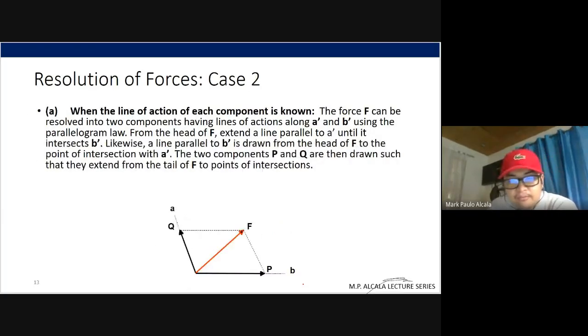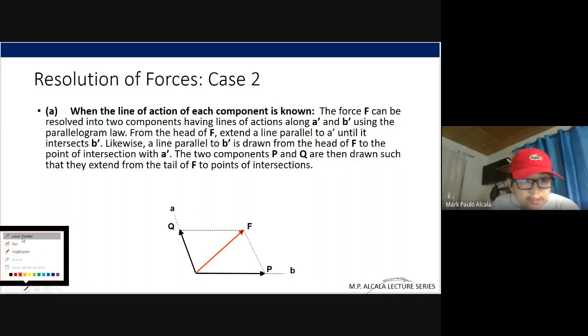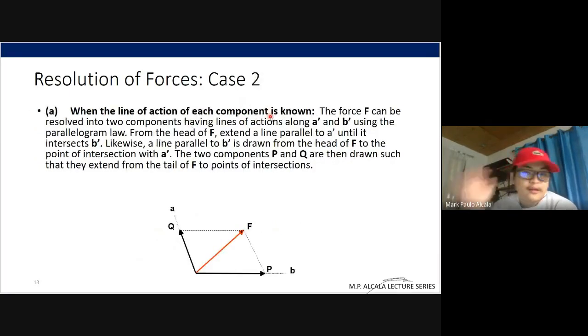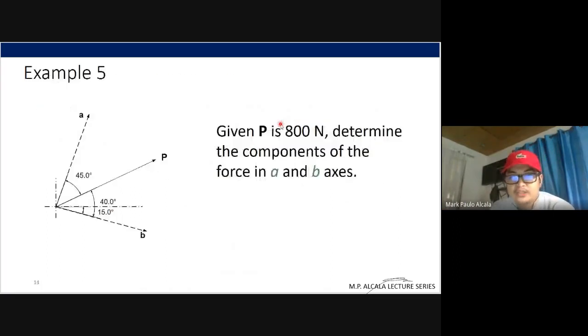In this case, we have F resolved into Q plus P. So the two cases, I forgot to read them, sorry about that. When one of the two components P is known, when you know the value of P and the line of action is known, you can resolve it once you have a known value of one and the known direction or line of action.